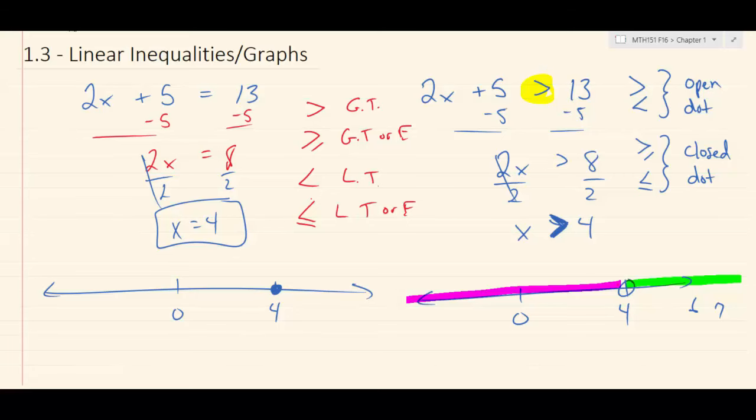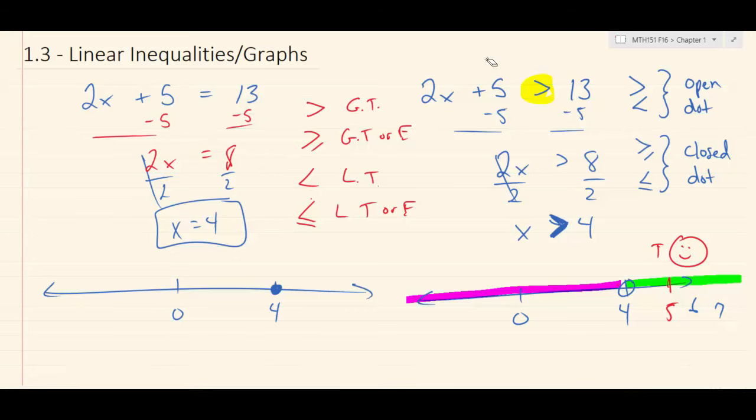If you pick a number over here in the green camp, 5, and you plug it in, it should make this true. So is 2 times 5 plus 5 greater than 13? Yep, it makes it true, so everybody's happy over here. This is the true region. Great. Now let's pick something in the false region. If we plug it in, it should make a false statement.